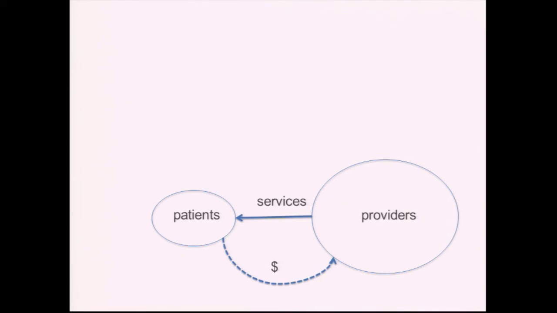Patients get services from providers, and if we didn't have a healthcare system, they would pay them directly, right? This isn't usually how it works. When you go in to seek medical care, you don't just pay that $1,200 for the colonoscopy. It usually goes to your insurance. Why do we have insurance? Why do we have this more complicated system?